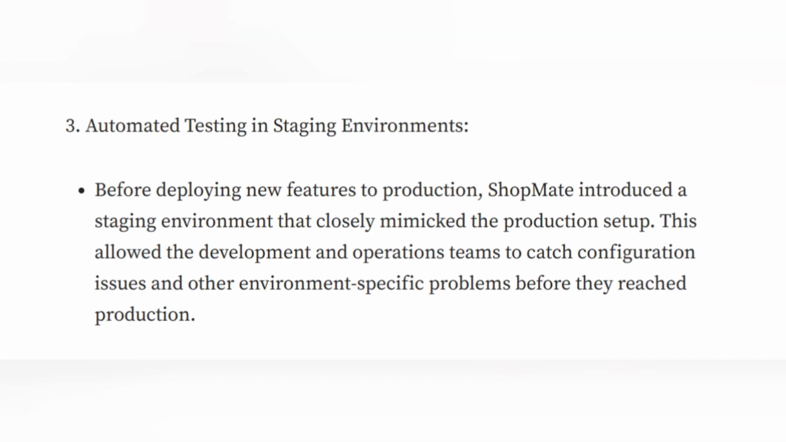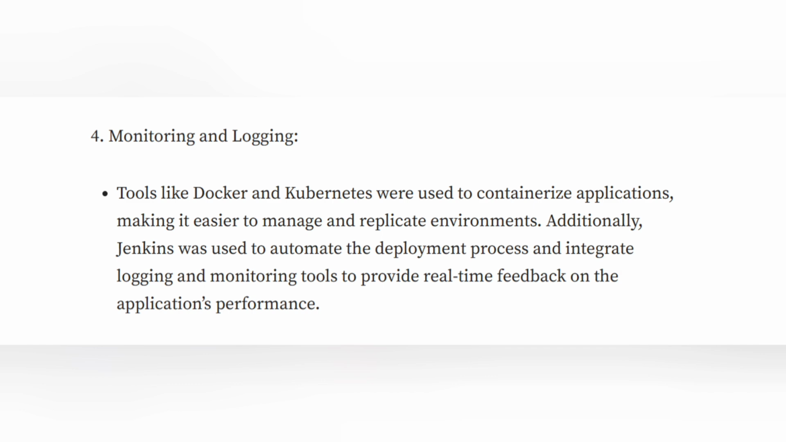The third point would be automated testing and staging environments. Before deploying new features to production, ShopMate introduced a staging environment that closely mimicked the production setup. This allowed the development and the operations team to catch configuration issues and other environment-specific problems before they reached production. The fourth point would be monitoring and logging. Tools like Docker and Kubernetes were used to containerize the applications, making it easier to manage and replicate environments. Additionally, Jenkins was used to automate the deployment process and integrate logging and monitoring tools to provide real-time feedback on the application's performance.